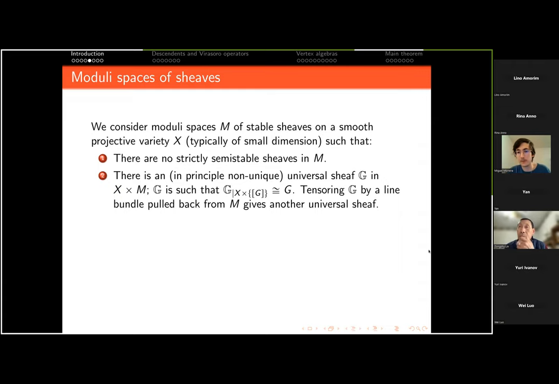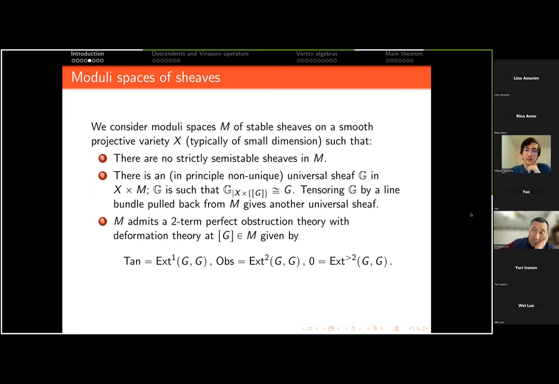Okay, so I will assume that there is some universal sheaf. And by the way, I will always say sheaves, but it's also possible that there are, for example, moduli spaces of complexes, of perfect complexes. The important point is that this universal sheaf is typically not unique, because usually if you have a universal sheaf G, you can tensor it by a line bundle pulled back from the moduli space and you get a different universal sheaf. That's related to moduli problems of sheaves usually not being fine.